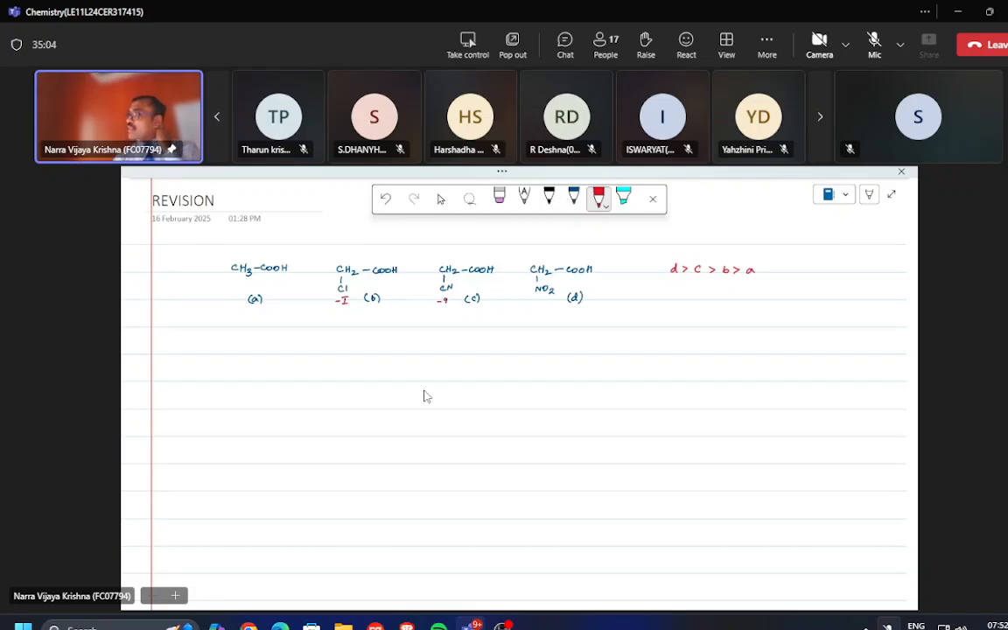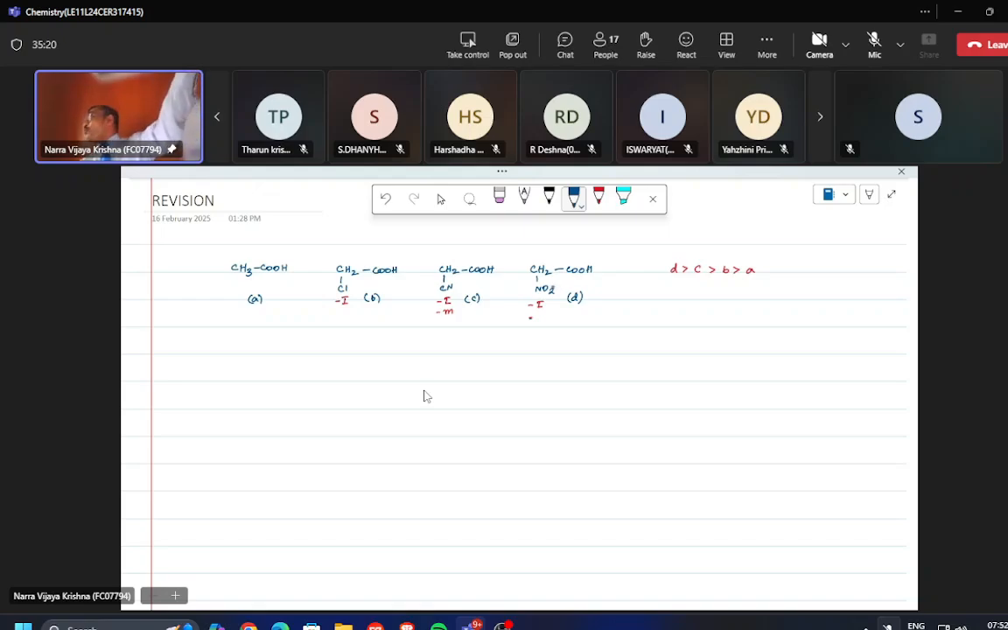Cyanide is minus I, minus M. Nitro is minus I, minus M. But among these two, which is the better minus M group? NO2 is the better minus M group. Reason? Here carbon is connected to nitrogen.